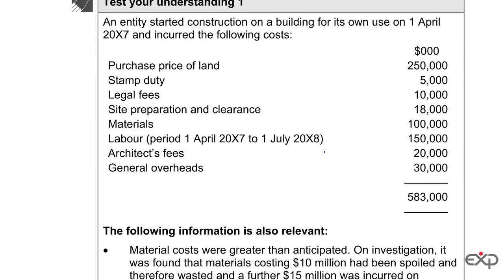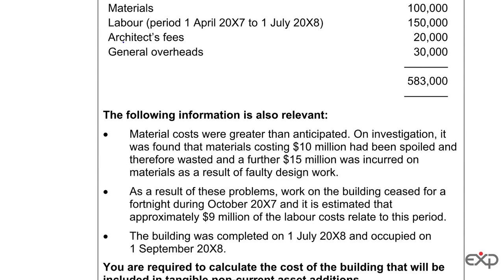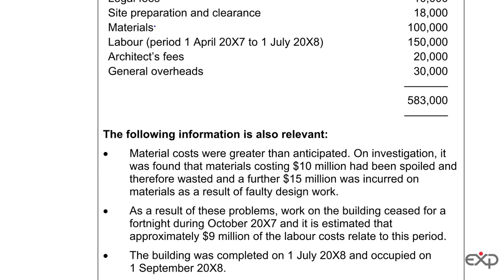Now, test your understanding number 1 gives us an illustration of how we put together the initial cost. In here, we've got an entity that started building a building on the 1st of April, and we have a list of costs down here. We're then given some additional information. The first one is about the materials, and the second one is about the labour. The third one is giving us an indication of when we can start depreciating, so we'll talk about that in a moment.